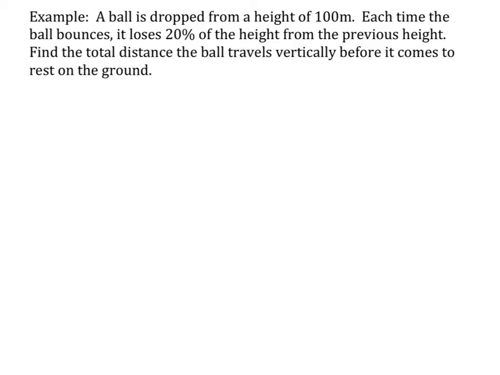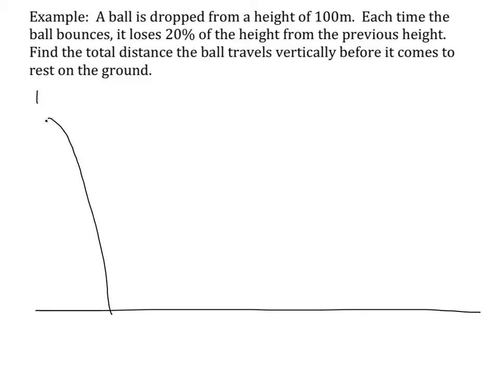Here's my first example. A ball is dropped from a height of 100 meters. Similar to what we had in the previous problem, we've got the ground here, and maybe a building here. We don't even need to draw the building, but the idea is the ball starts up here and falls down 100 meters. We then know that each time the ball bounces, it loses 20% of the height from the previous height. That means that when this ball bounces back up, it's going to come back up 80 meters, and then it's going to go back down another 80 meters.